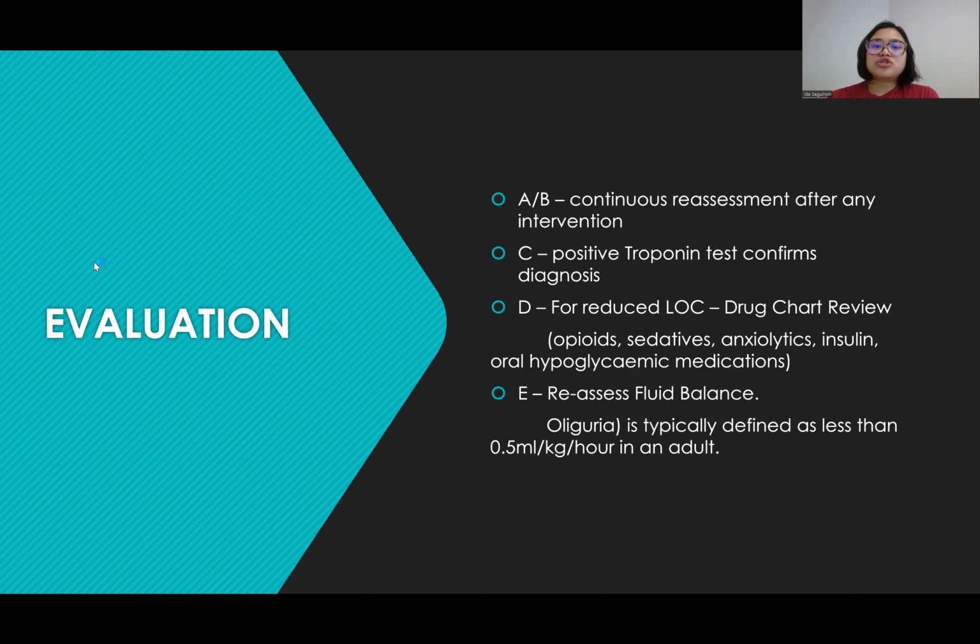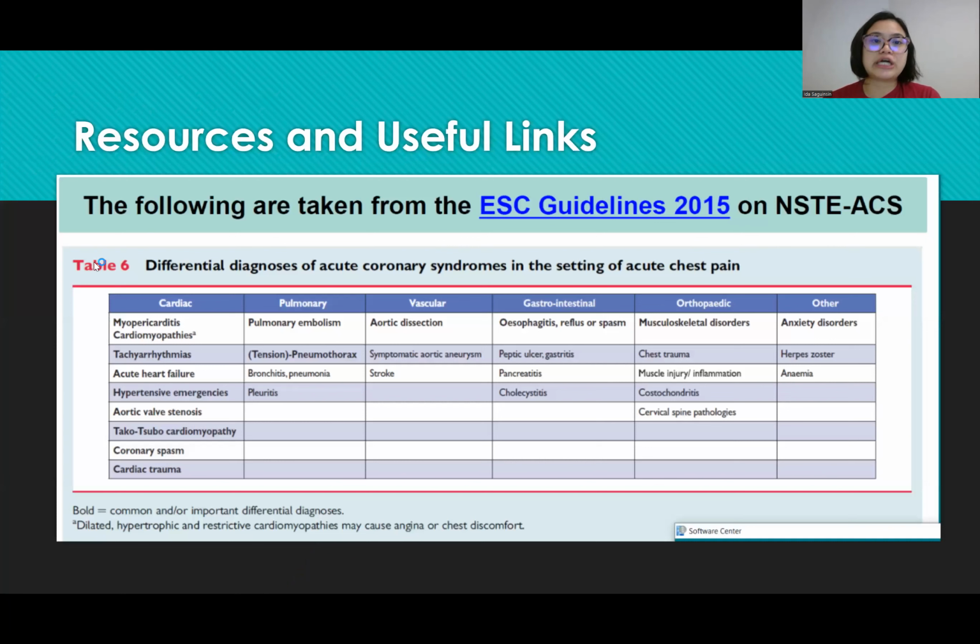For reduced level of consciousness, it's not only ischemia that can cause it. So we have to review the drug chart. Is the patient on any opioids, sedatives, or anxiolytics? Is the patient having too much insulin or oral hypoglycemic medications? These things can cause reduced level of consciousness. We also have to continuously reassess the fluid balance of the patient. Oliguria is when the patient is urinating less than 0.5 ml per kilogram per hour in an adult.